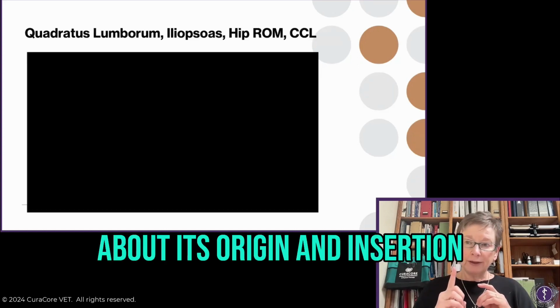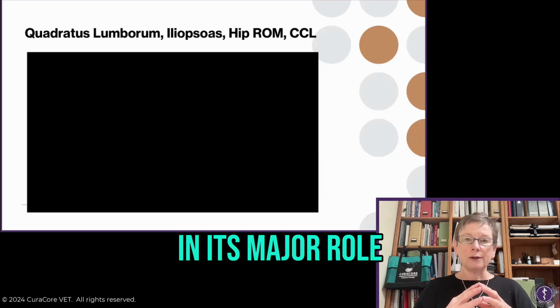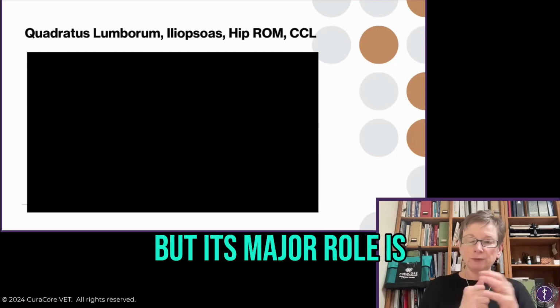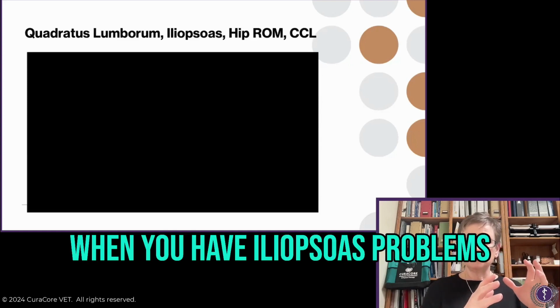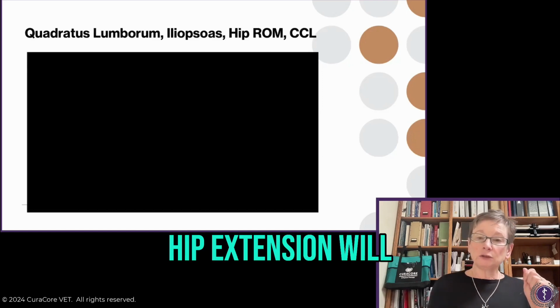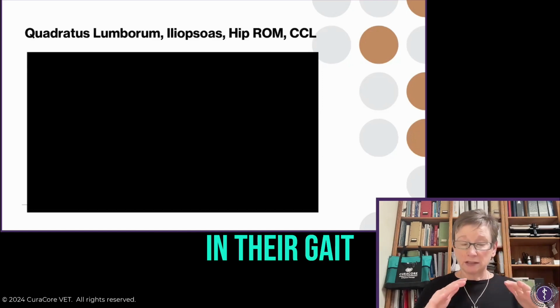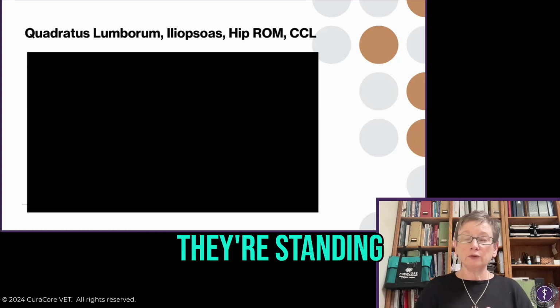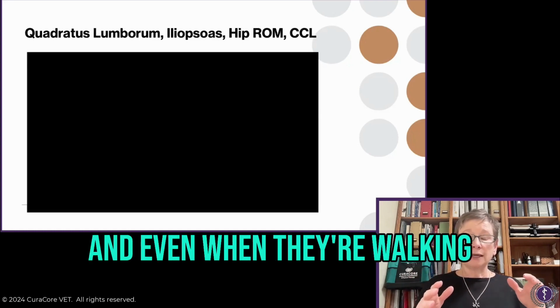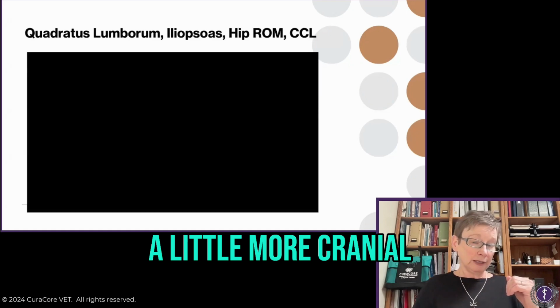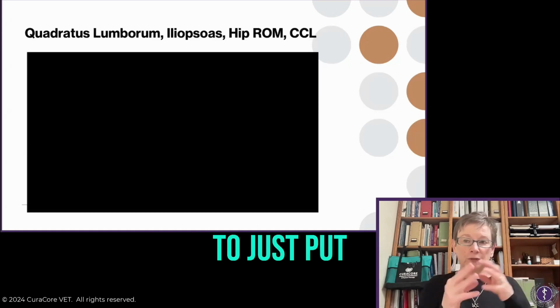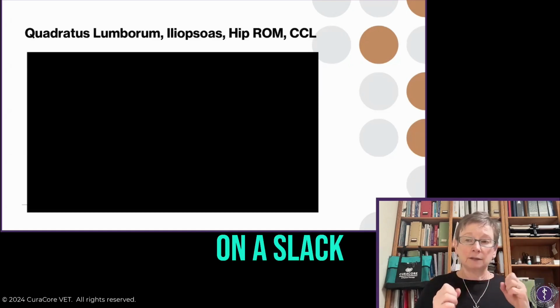But if you think about its origin and insertion and its major role, I mean, it is a hip flexor, but its major role is to control hip extension. When you have iliopsoas problems, hip extension will typically be limited in their gait. And so they'll have a shortened stride. When they're standing, they'll often put their hind leg that's involved, their affected side, a little more cranial. It will be positioned to just put that muscle and tendon on a slack.